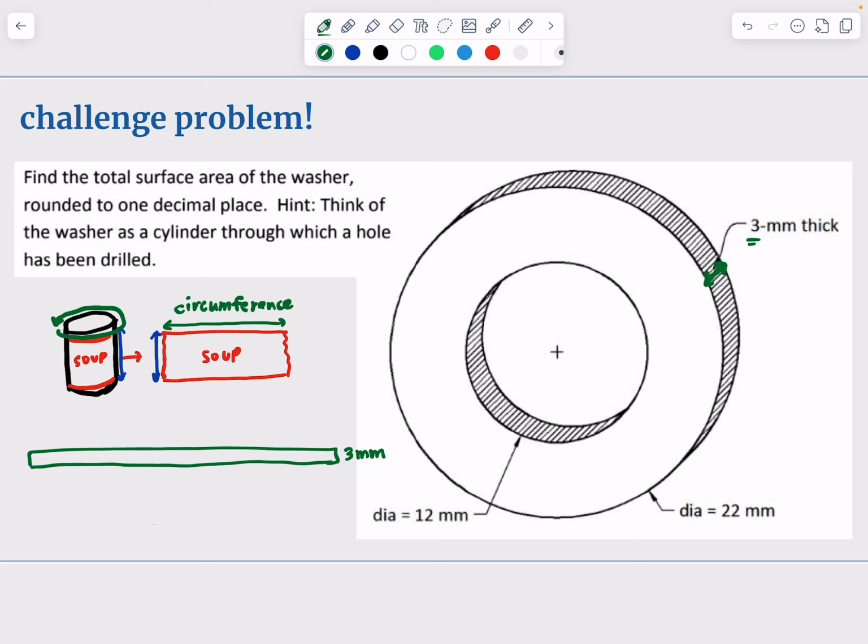The other side would be the circumference of the circle, and the way that we find circumference is pi times the diameter. So in this case, that would be 3.14 times 22, since the big circle has a diameter of 22. Okay, so that's our next calculation, and you'll do that on the next screen.